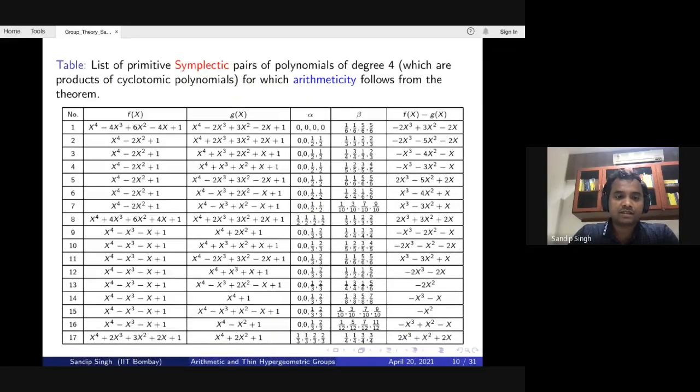So basically this is the table for those 60 pairs which satisfy the conditions of that theorem. In all these cases, we can see that the leading coefficient of this polynomial f minus g, the difference polynomial, is either plus or minus 2 or plus or minus 1. So the arithmeticity follows.